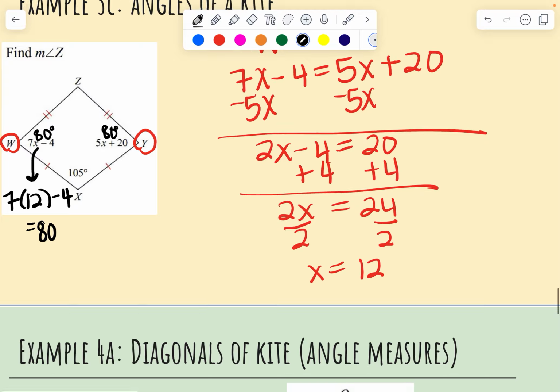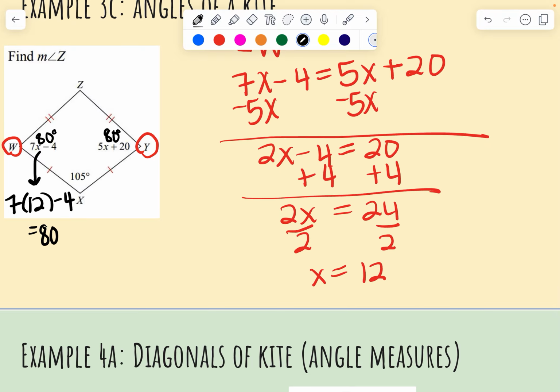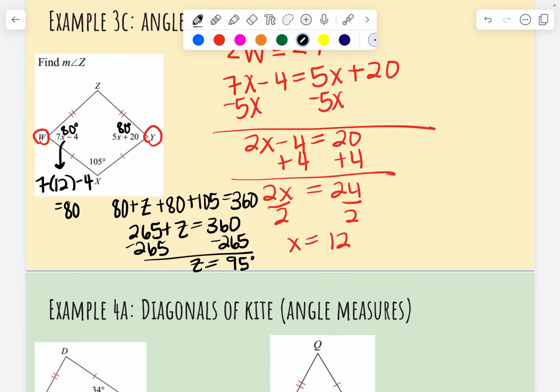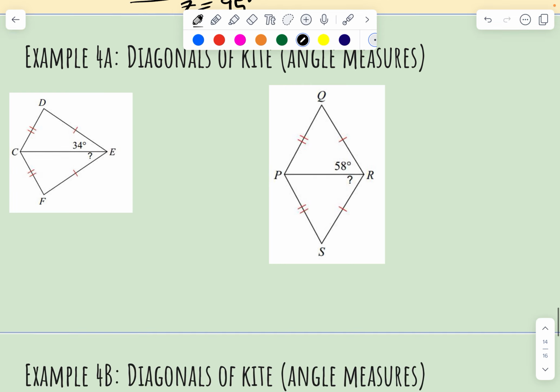And again, the whole thing needs to add up to 360. So I know 80 plus Z plus 80 plus 105 is 360. If I combine 80 and 105, I get 265. Plus Z is 360. And then taking 265 from both sides, I'll get angle Z is 95 degrees. That one took a lot of work.